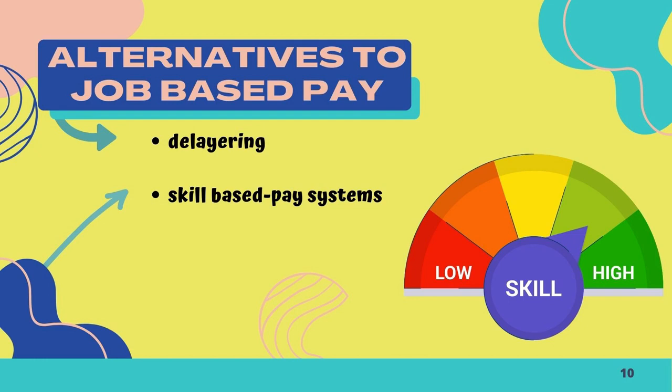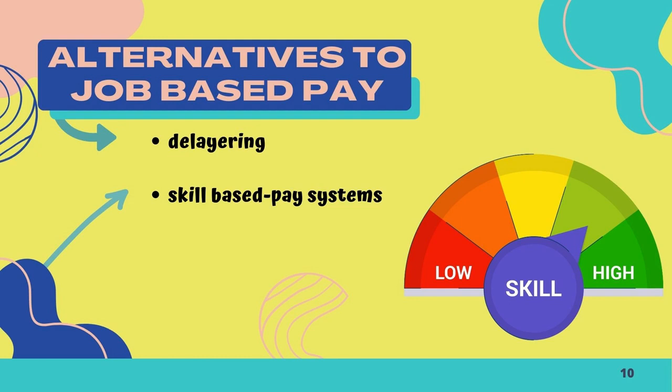Organizations have responded to these problems with a number of alternatives to job-based pay structures. Some organizations have found greater flexibility through delayering, or reducing the number of levels in the organization's job structure. By combining more assignments into a single layer, organizations give managers more flexibility in making assignments and awarding pay increases.